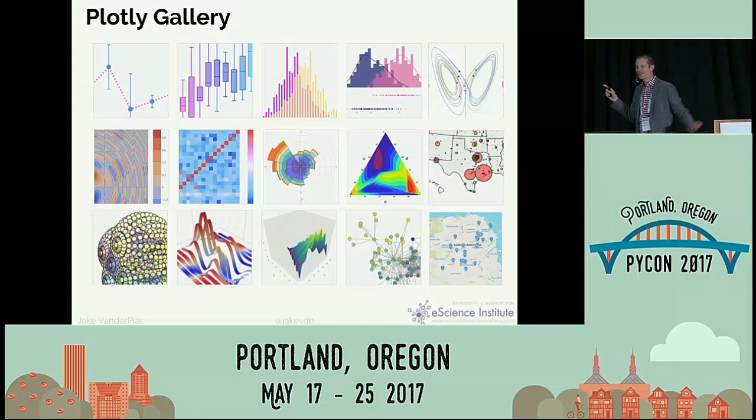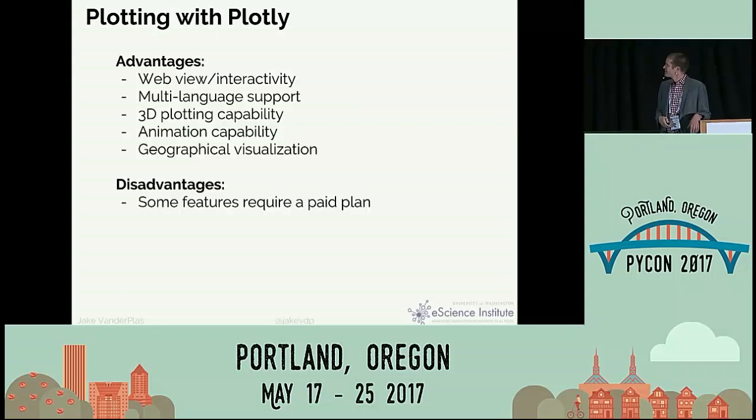And the cool thing here is it's not only a Python library, it's also an R library, it's a Julia library. They have these different ways to target the JavaScript backend from different languages. So like I said, the advantages are similar to Bokeh. It has all this web view interactivity, it's multi-language support, it has 3D plotting.